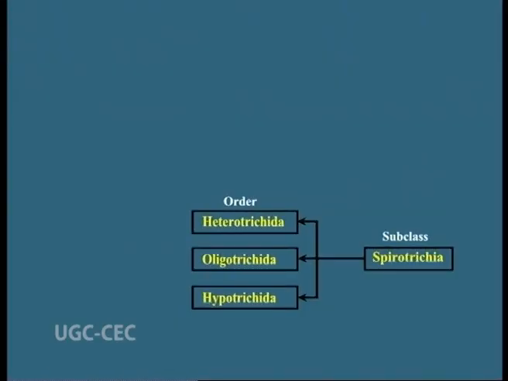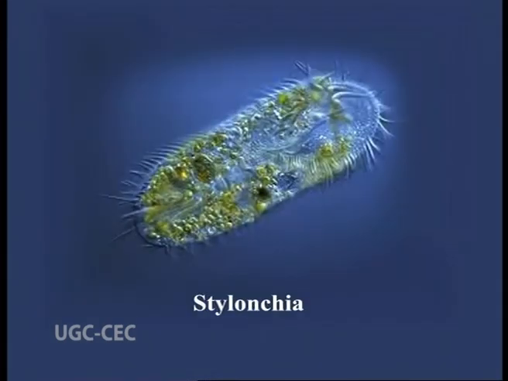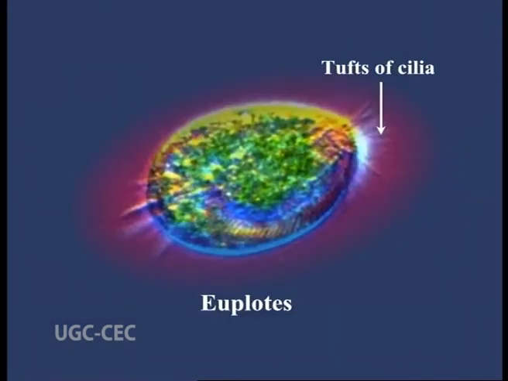Order Hypotrichida. Examples are Euplotes and Stylonychia. They are dorso-ventrally flattened ciliates in which body cilia are restricted to fused tufts of cilia or cirri located at ventral.